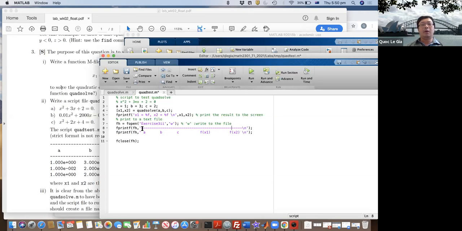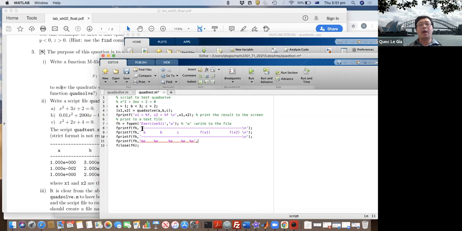And then, you know, we copy this again, yeah. So this one is the horizontal line, so copy it down here. And now we start to write down our results. So now fprintf, fh, yeah. And now ABC. So ABC given in scientific notation, yeah. Then fx1, fx2, yeah. So another scientific notation.